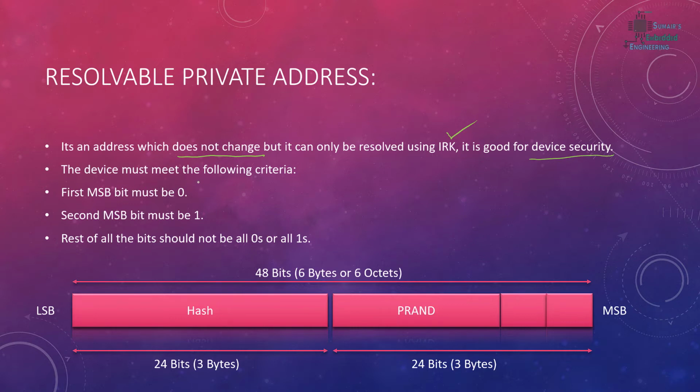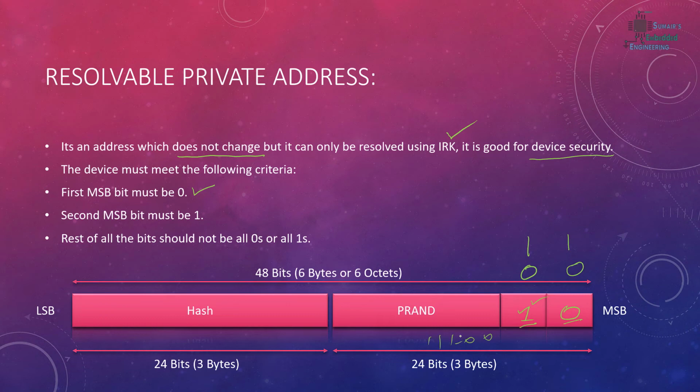So the address must meet the following criteria. The most significant bit should be 0, and the second most significant bit should be 1. This is the criteria for the resolvable private address. We learned that it was different for non-resolvable: we have to use two zeros in the most significant bits. For the random static address, we have to put 1 1 in the most significant bits. But in our case, we have to make sure the first most significant bit is 0, and the second most significant bit is 1. And the rest of the bits should not be all zeros, or all ones.